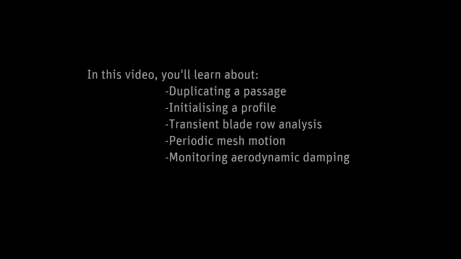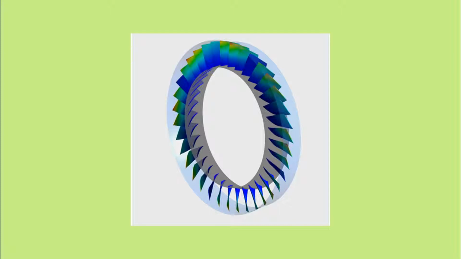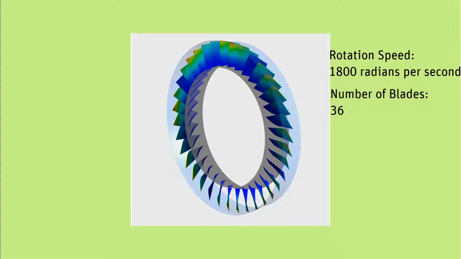In this demonstration, I'll set up a transient blade row analysis using the Fourier transformation method as part of blade flutter modeling. This is the full geometry of the rotor I'll be modeling. The machine is rotating at 1800 radians per second and contains 36 blades. I'll use the Fourier transformation method and model only 2 passages.